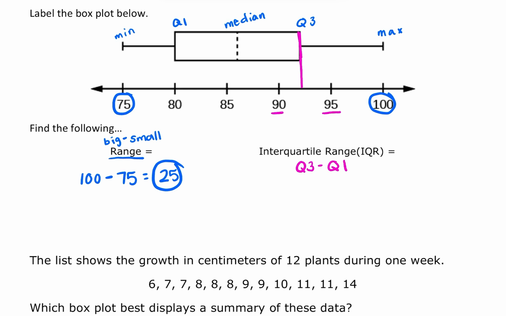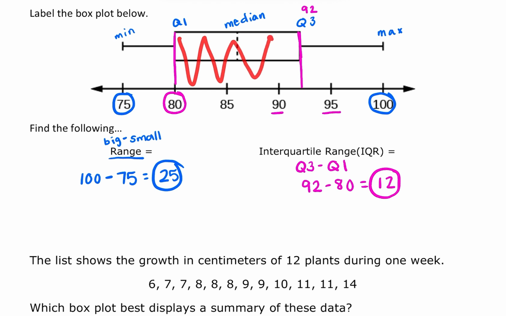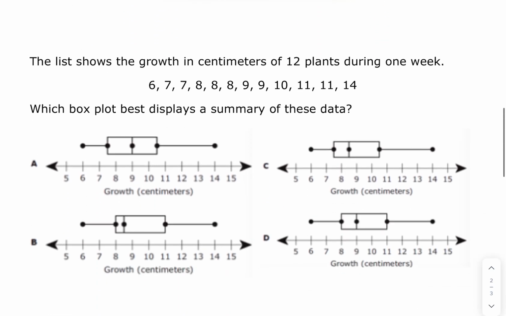So I have a 90 and a 95. So that would be really close to, let's say, 92. So Q3 would be 92. Okay, and then my Q1 is real easy. It's just 80. Okay, so let's do 92 minus 80. That would give me 12. So what that tells me is between here and here, I am covering 12 numbers.